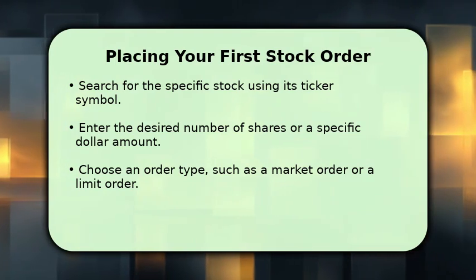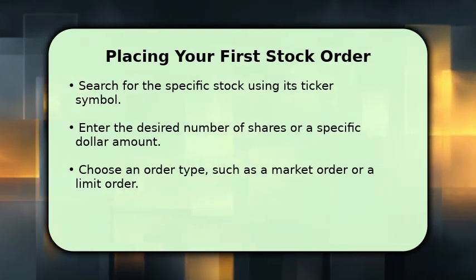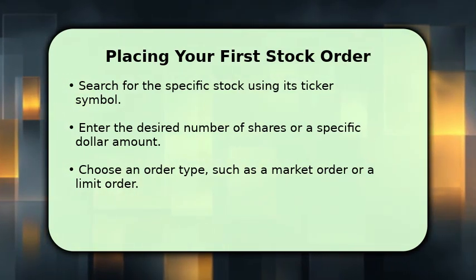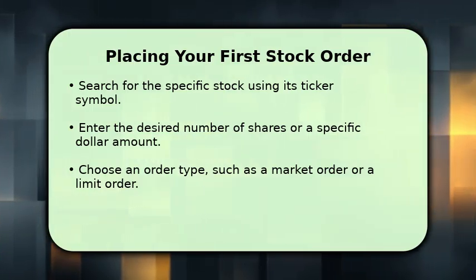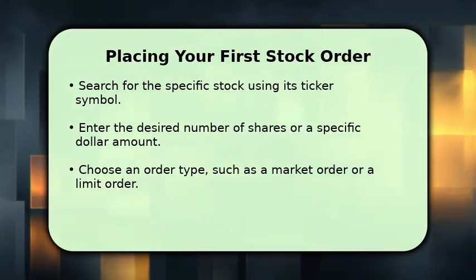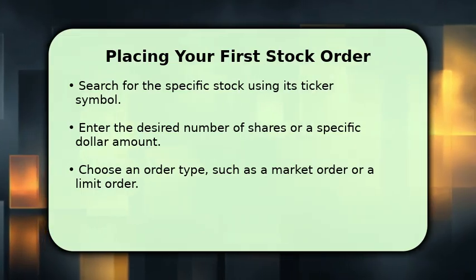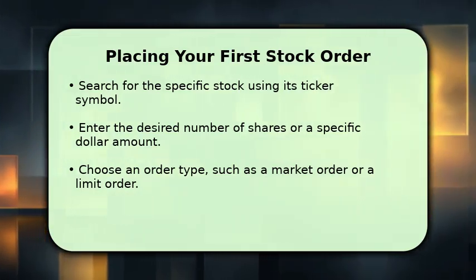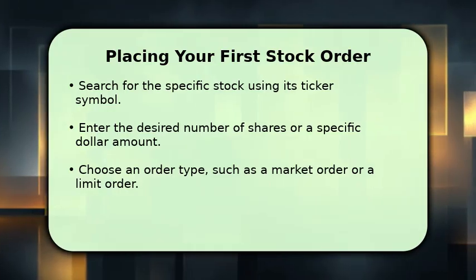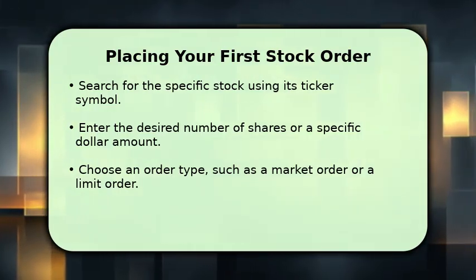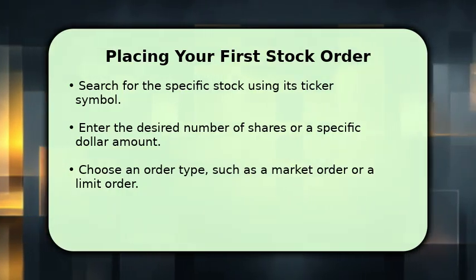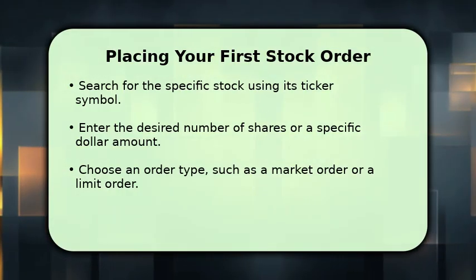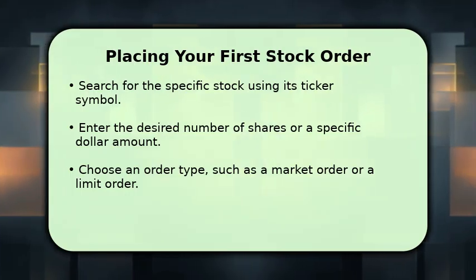Now, let's place your first stock order. On your chosen platform, search for the stock using its ticker symbol. You can then specify the number of shares you wish to buy or even a dollar amount for fractional shares. Next, select an order type. A market order executes immediately at the current price, while a limit order lets you set a maximum purchase price. Always review your order details, including the estimated commission, before submitting to ensure accuracy.